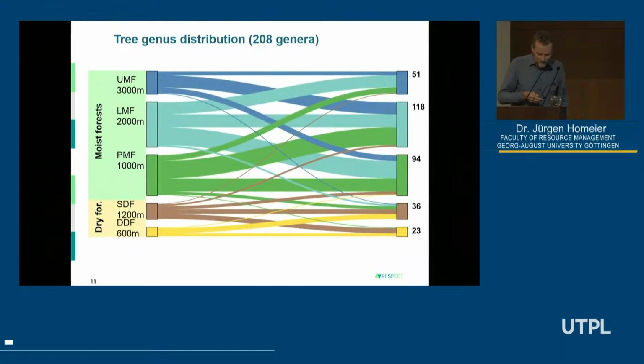So now the next level, we are coming to the genera. This is a genus distribution. In total, we recorded 208 different tree genera within our plots, and you see the same patterns. At 2,000 meters, many genera are shared with 3,000 and with 1,000 meters, but more genera are only found at this specific elevation compared to the families. And that's true for all elevation levels. And if you look at the dry forest, the uppermost dry forest area is sharing some of the genera with 2,000 and 3,000 meters, but the lowermost level is sharing most of it only with 1,200 in the dry forest, and I think it's only one genus that is shared with humid forests.